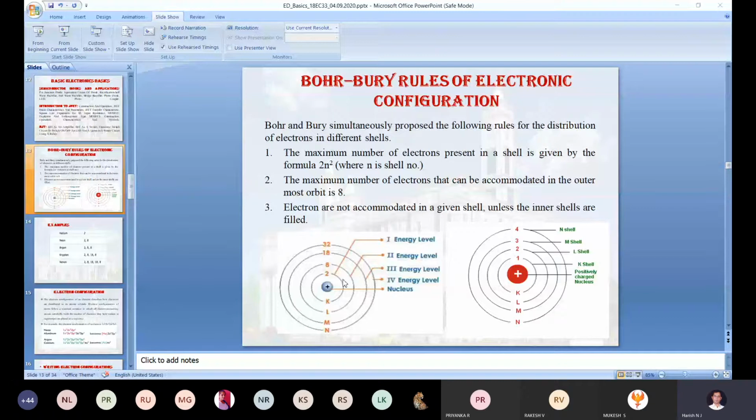Compared to the energy level, what electrons are present in the first orbit? They have lesser energy compared to the second orbit. Compared to the third orbit, the second and first orbits have less energy. Compared to the fourth orbit, the third, second, and first orbits have very little energy. It is clear. The first orbit electron is very closely bound to the nucleus compared to the fourth orbit.